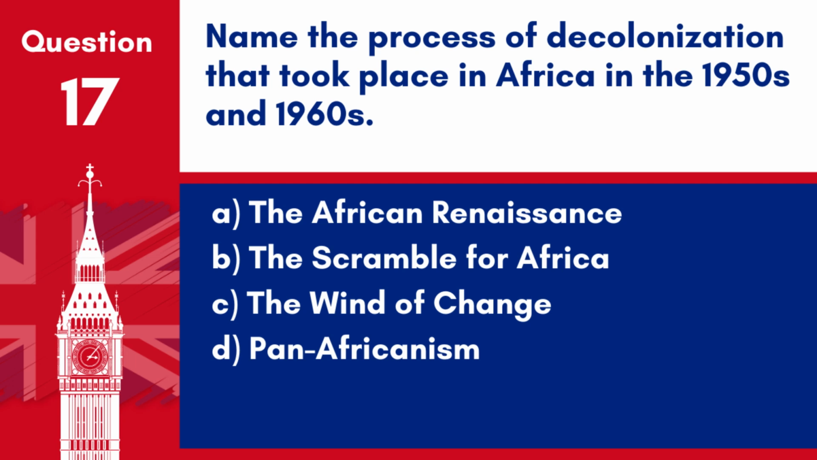Question 17. Name the process of decolonization that took place in Africa in the 1950s and 1960s. A. The African Renaissance. B. The Scramble for Africa. C. The Wind of Change. D. Pan-Africanism. Answer: C. The Wind of Change. The phrase, the Wind of Change, refers to the process of decolonization in Africa during the 1950s and 1960s.